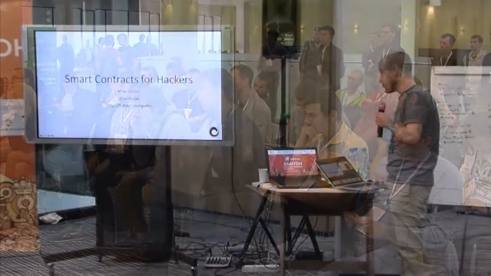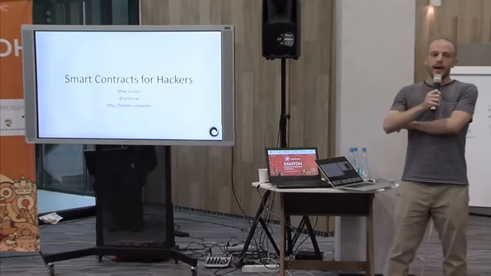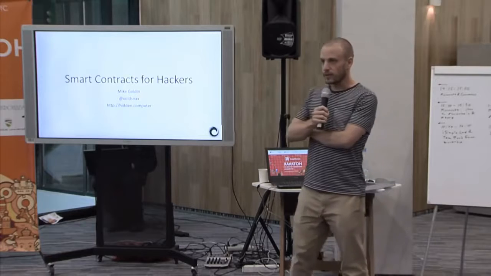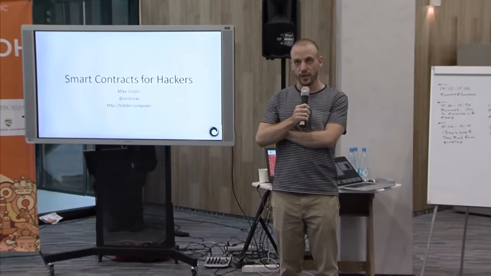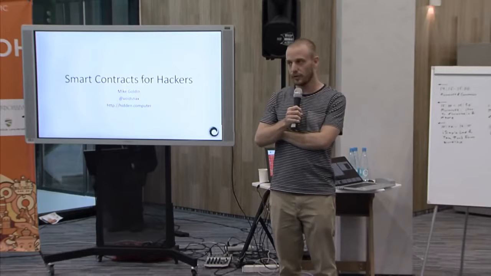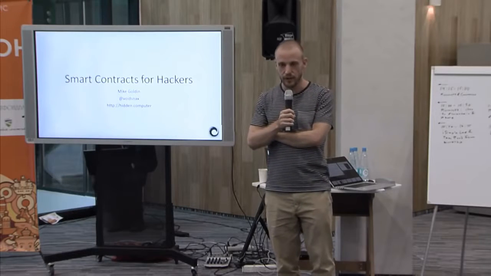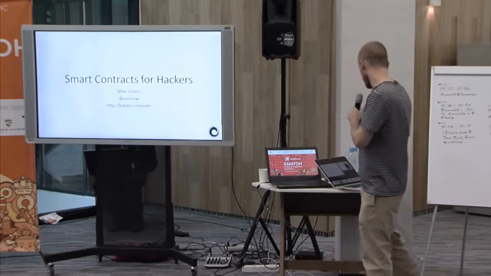Okay, so that was blockchains for hackers, and now we'll do smart contracts for hackers. Okay, so smart contracts. Applications which we write for blockchains are called smart contracts. That's kind of a controversial name. Some people prefer the term agent. Some people don't like the word contract. I call them smart contracts, so we will call them smart contracts.